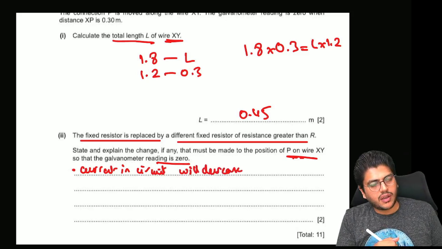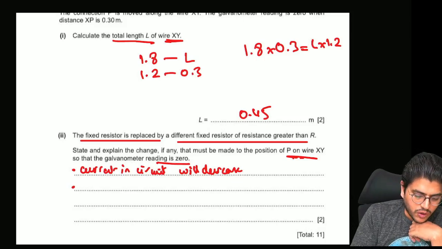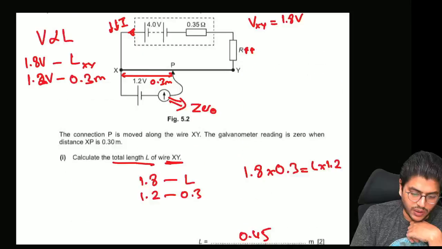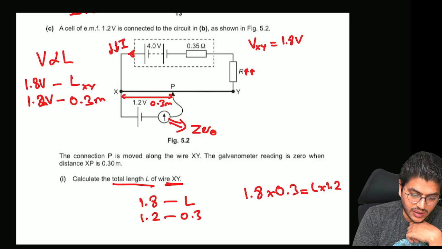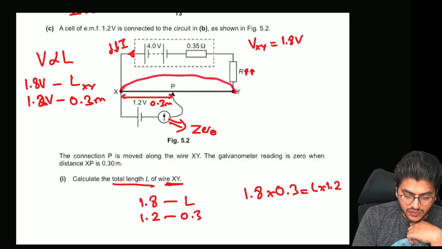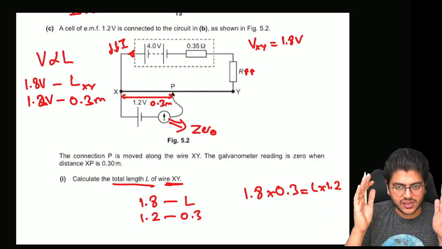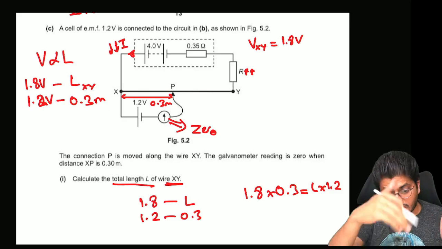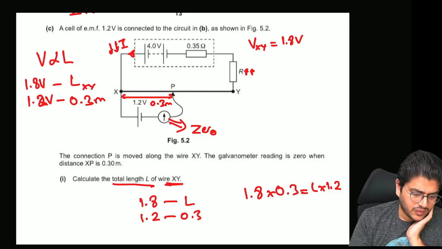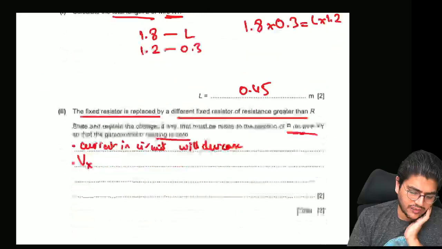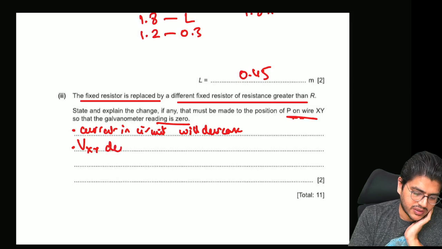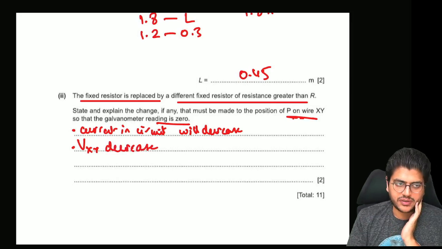Okay. If the current in the circuit is decreasing, what will happen to voltage XY? What will happen to this voltage? This voltage XY. The length of XY is fixed. The resistance of XY is fixed. But the current is less. So what's going to happen to the voltage? Voltage XY will decrease. Correct?